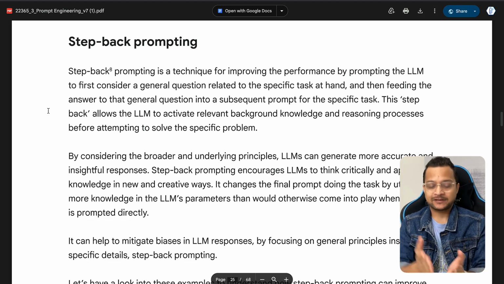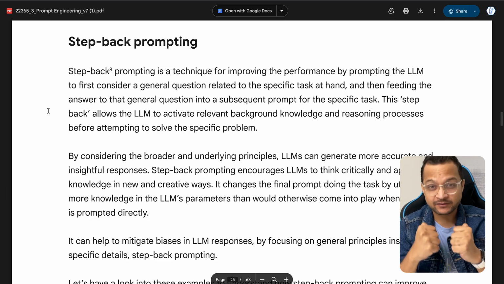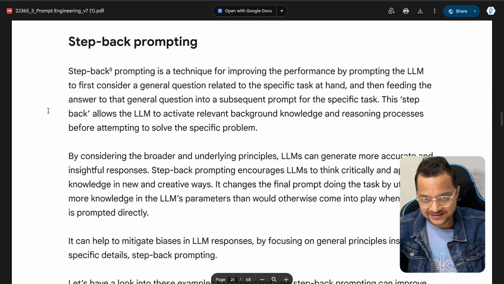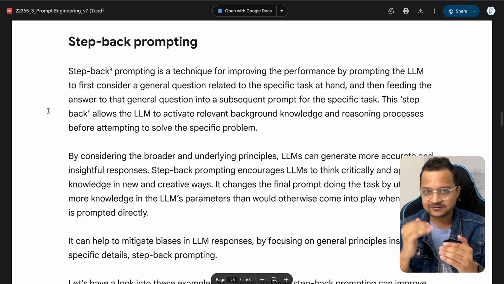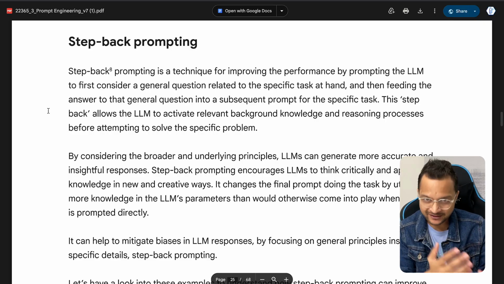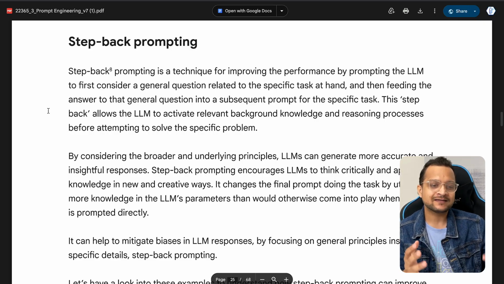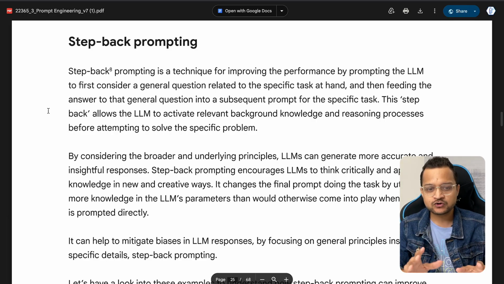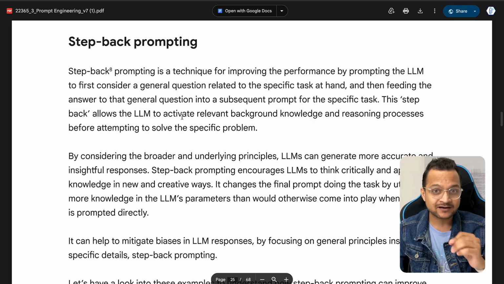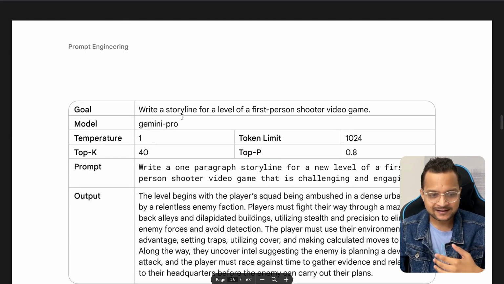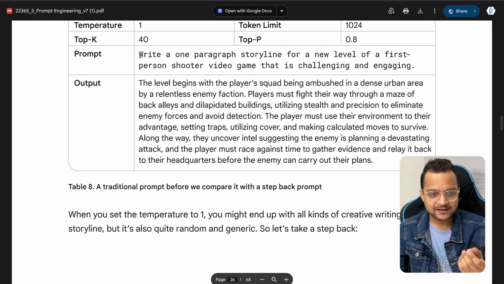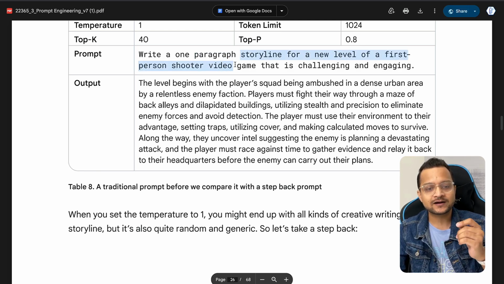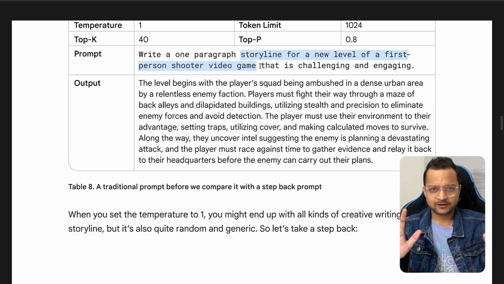So step back prompting. This is the next one, which is amazing, really amazing, and you should use step back prompting all the time. It's one step extended from contextual prompting, but it's called step back. Now, why it is called step back prompting and what it is, I'm just going to give you the example directly to understand what's happening. So generally, let's say we have to write a storyline for a new level of a first person shooter video game. We need to write a story about that.